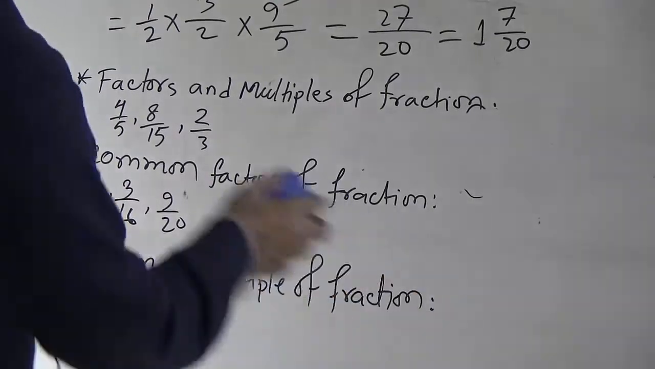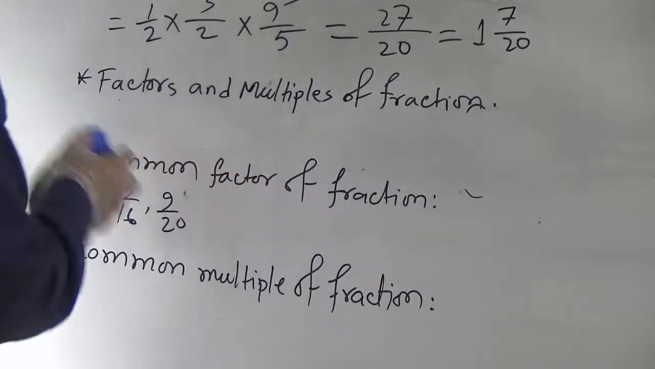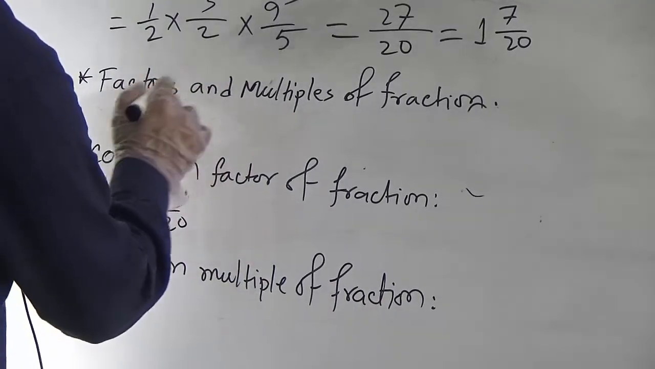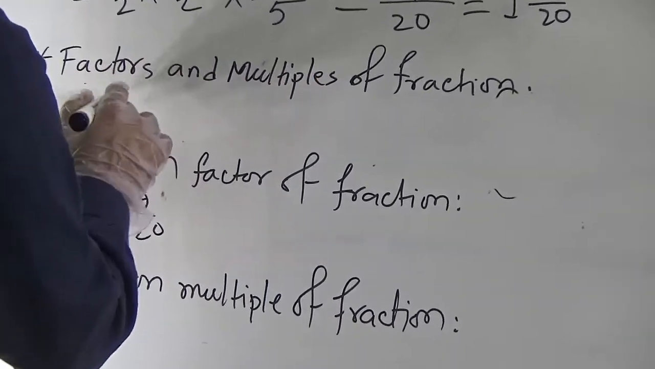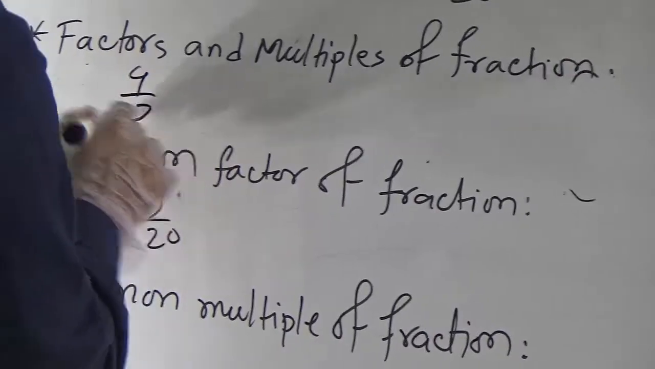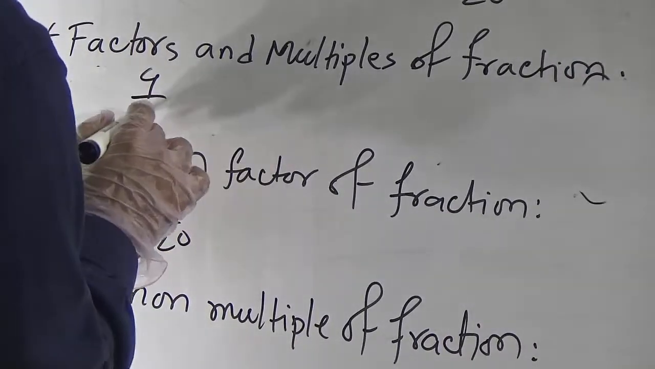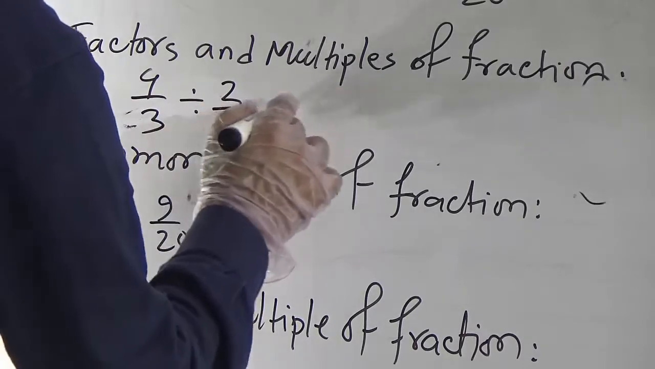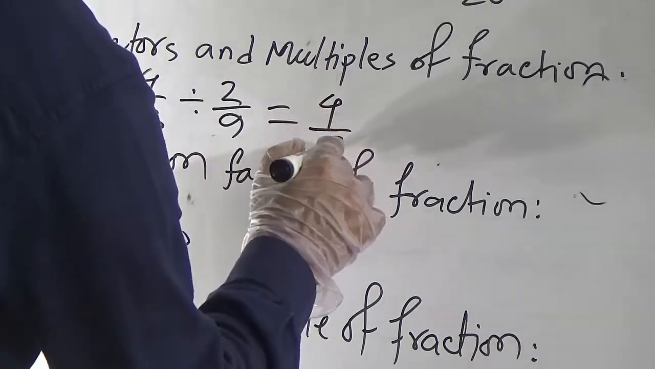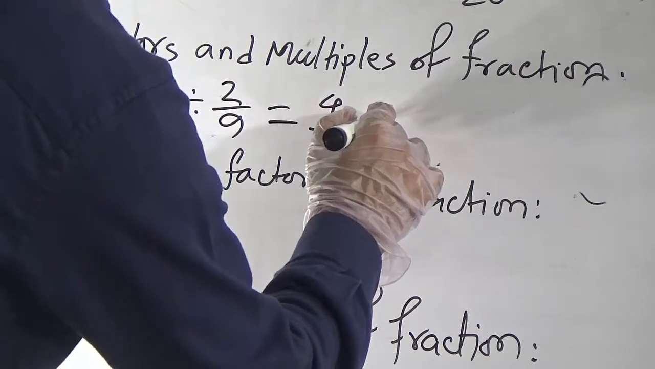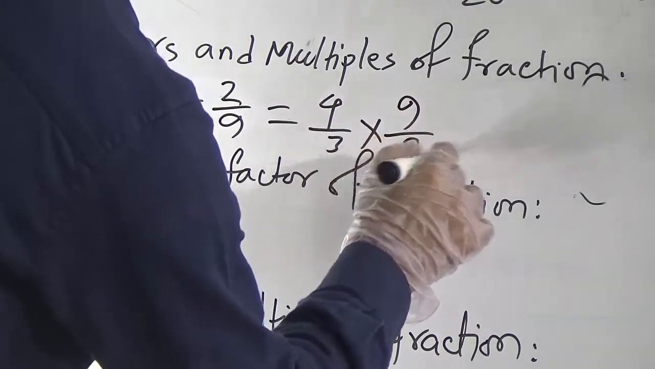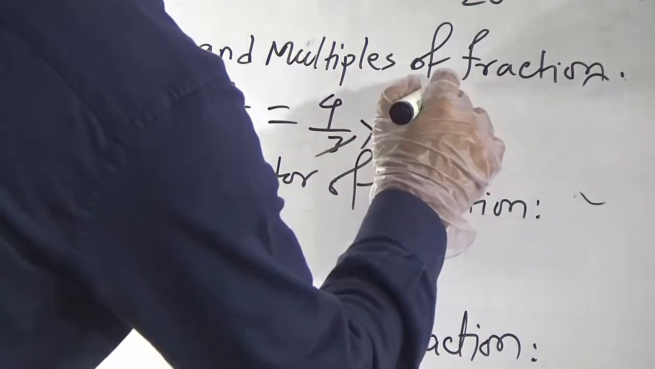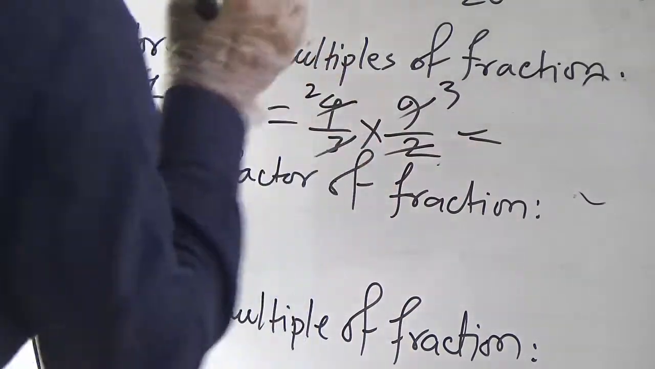Dear students, at first I will show not common factors, at first I will show factors and multiples. If I write a fraction here 4 by 3, then we can divide by 2 by 9. If we divide this by 2 by 9, we can cut this by 3, we will get 3 here, and by 2, we will get 2 here.